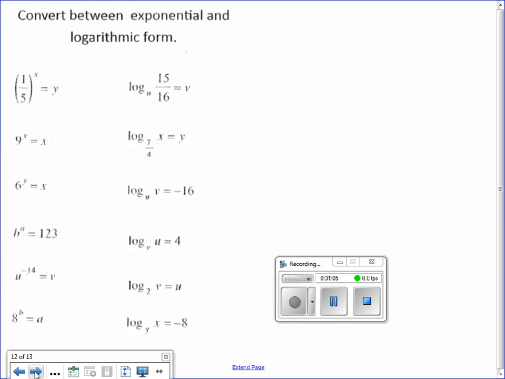All right, and then you had the converting them back and forth between the two. So again, remember it's kind of that loopy swoopy stuff again. So it's going to be log, what's my base? 1/5 of equals x. So I'm going to use this number, then I'm going to write that one, and then I'm going to write that one. So it's the same order.